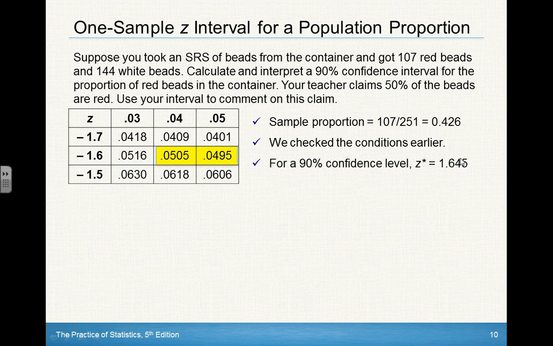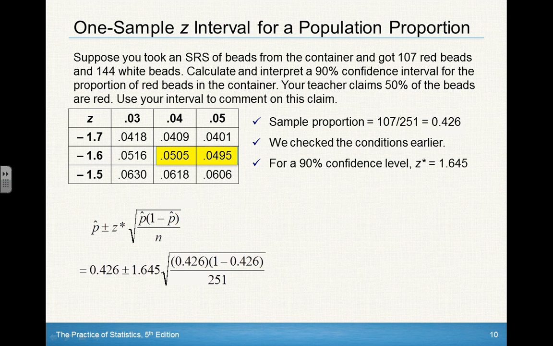So now I want to plug the numbers into the formula. There's my formula. And P hat is going to be this number right here. Now, as you write these numbers into the formula, you can either write this or you can write this. I don't care. As I'm doing it, I'd probably write 107 over 251 because I haven't picked up my calculator yet to figure this out, but it doesn't matter to me either way. So here we wrote 4.26 plus or minus the critical value, 1.645, times the square root of P hat times 1 minus P hat over N.